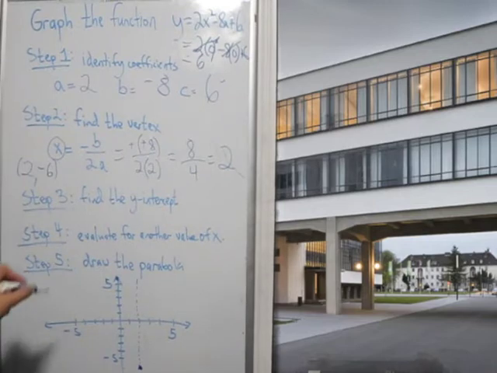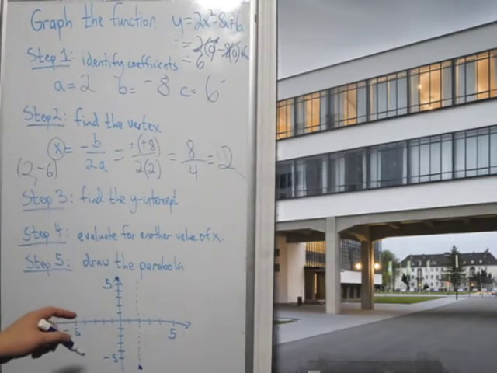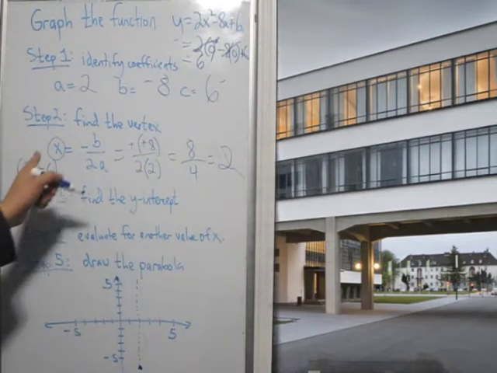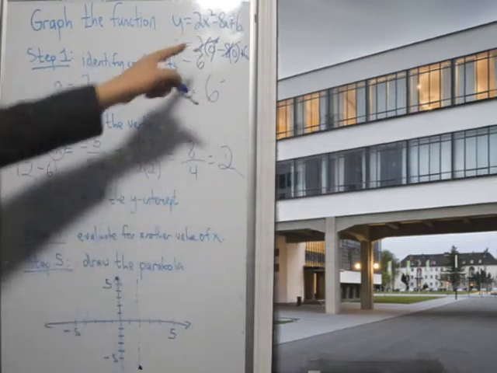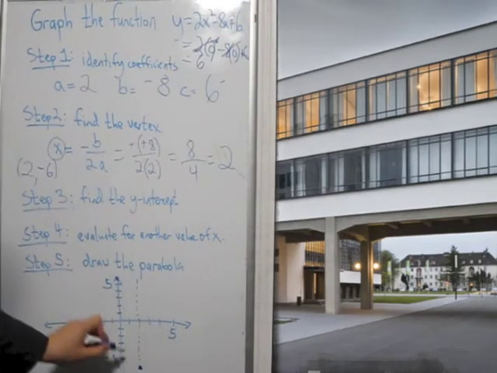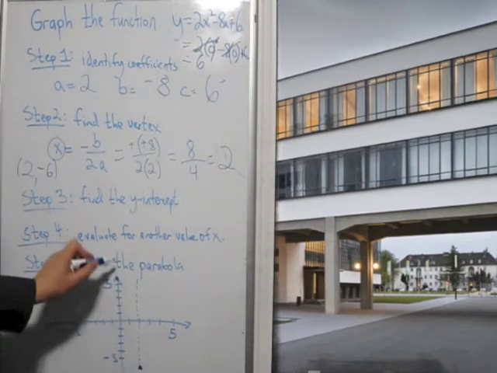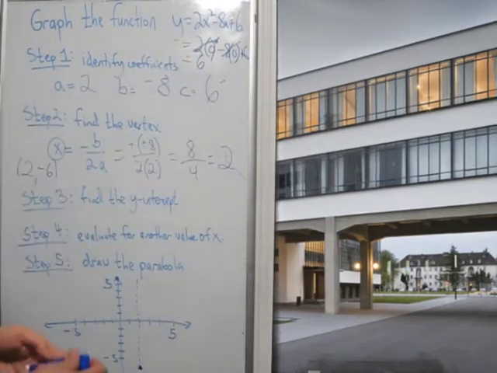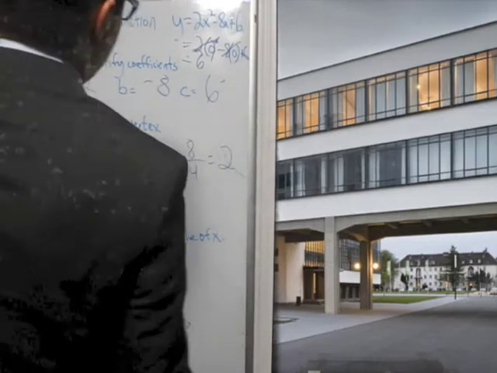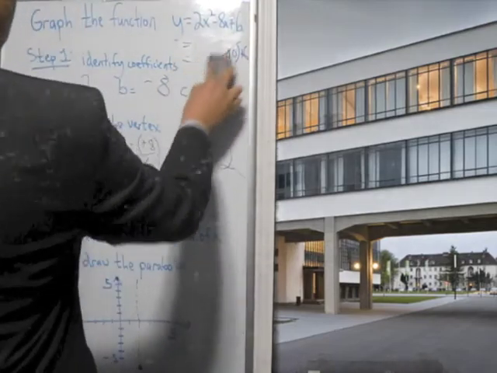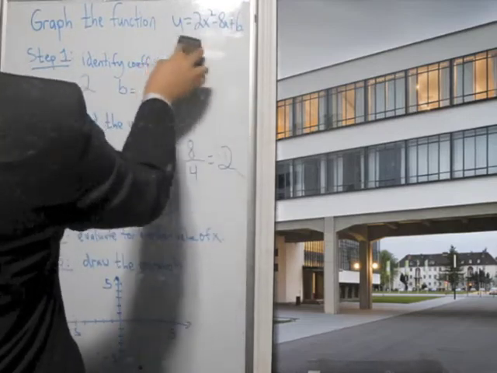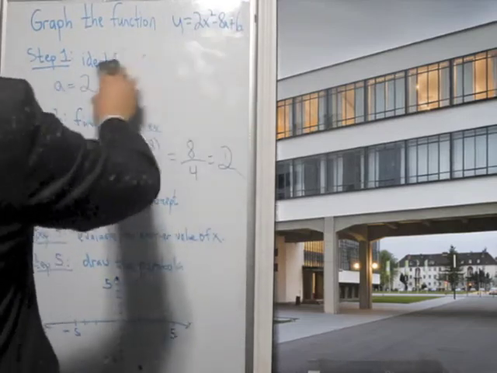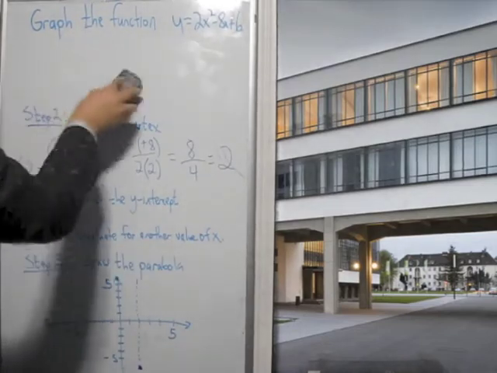So let me evaluate for another value of x. We've done this several times now. We found our vertex with this. We plugged in for 2. Then we plugged in for 0 to get our y-intercept. So you can tell the parabola is going to open up, which we could have guessed because the 2x squared term at the beginning of the trinomial was positive in sign. But now step 4 says to evaluate for another value of x.